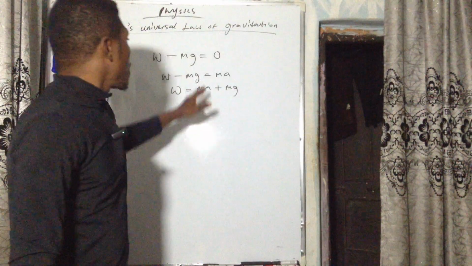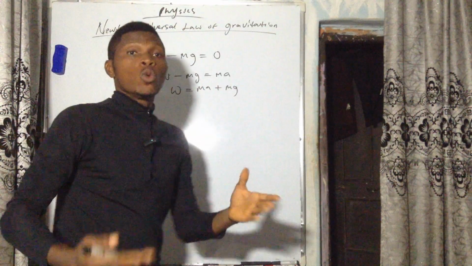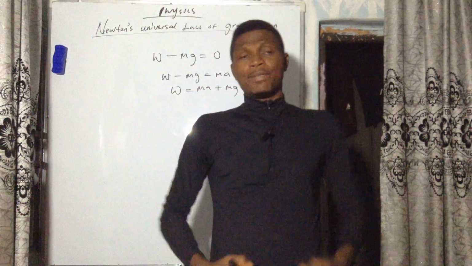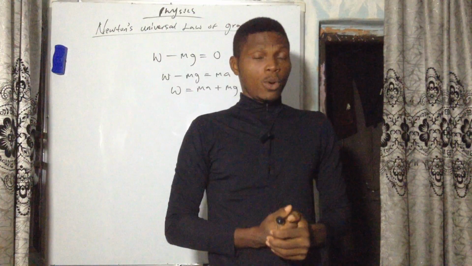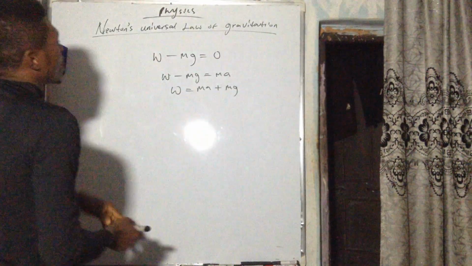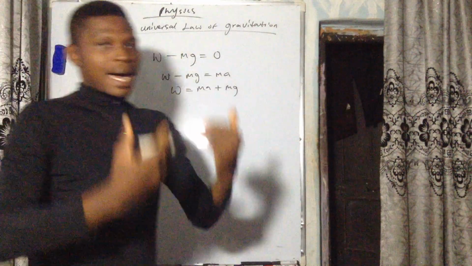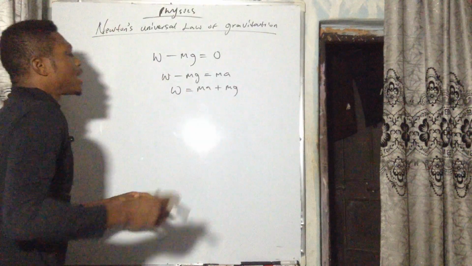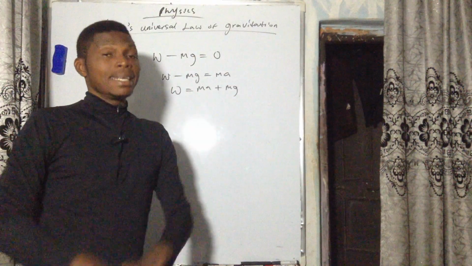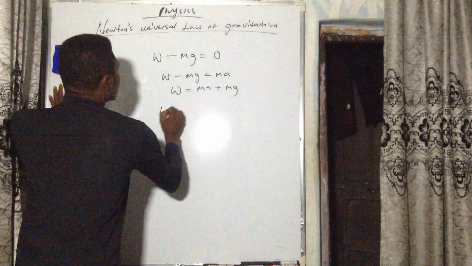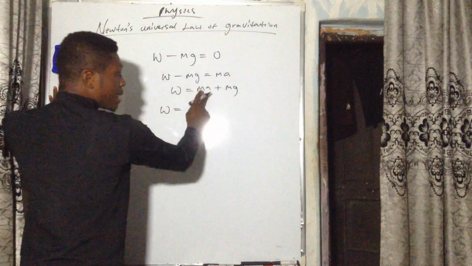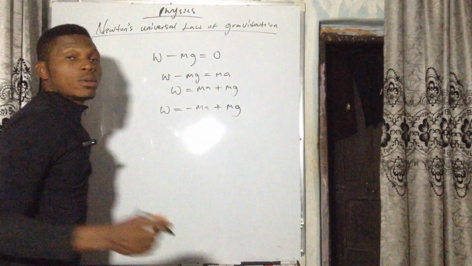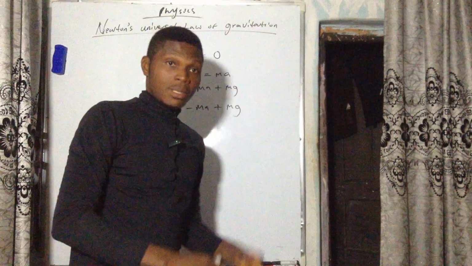So this sum is what you will feel. You will feel that you are heavy as the elevator is moving up. Now, if the elevator is moving down, the acceleration is now negative. So the apparent weight will be W equals to minus ma plus mg. You know, gravity is acting positively downwards.